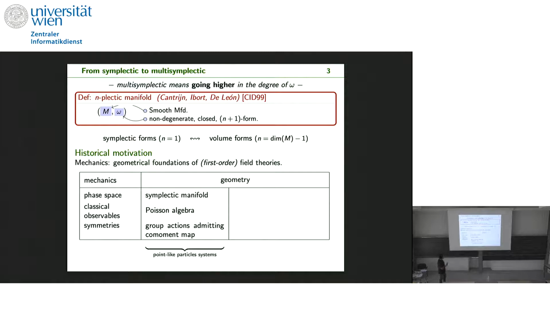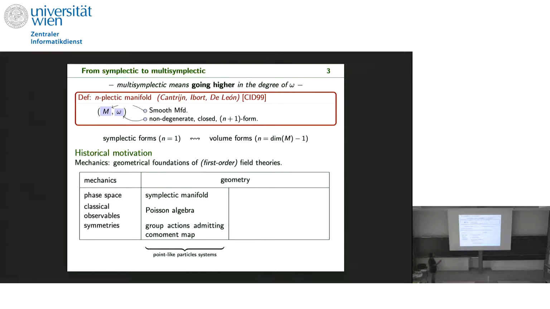But this conference is about higher structures and field theory, and multisymplectic geometry fits quite well in this context, because the historical motivation for introducing this object comes from mechanics, so the geometrical formulation of first order field theory.